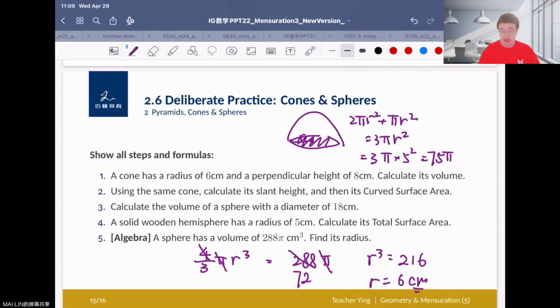Always remember that the unit is very important, okay? So that is for today's lesson. I hope you can understand all the areas and the volumes for how to calculate the cones and the spheres, okay?